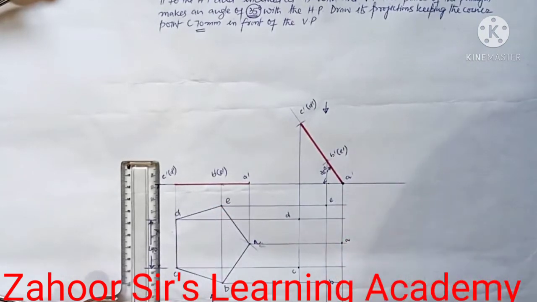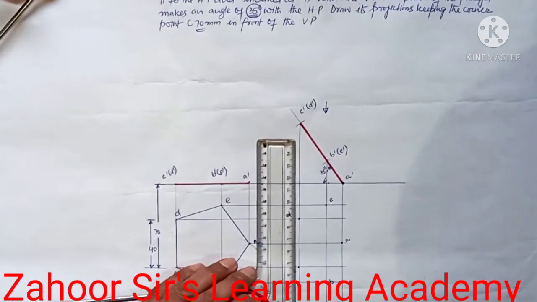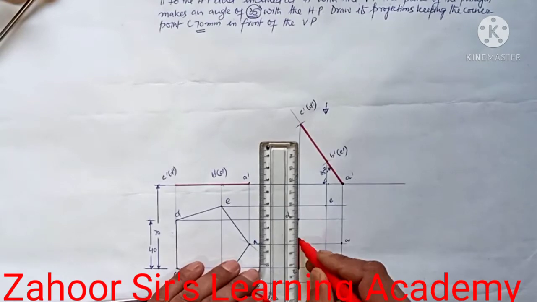So now let's join these points together. I will join these points together with a dark line.